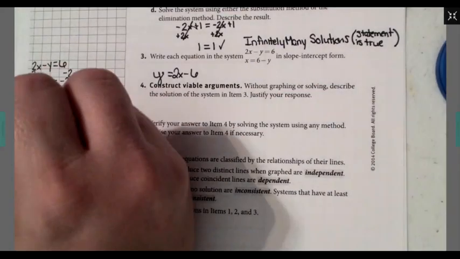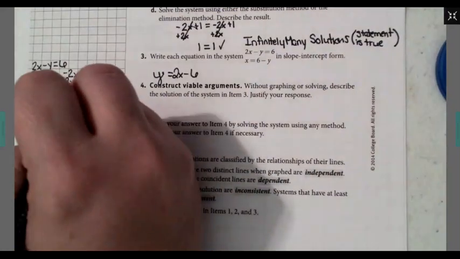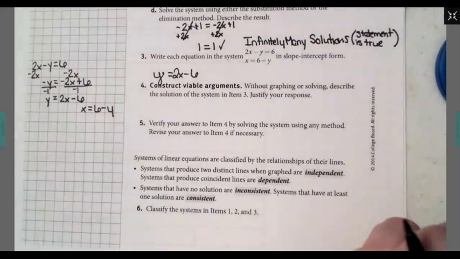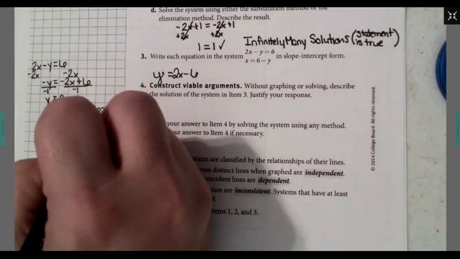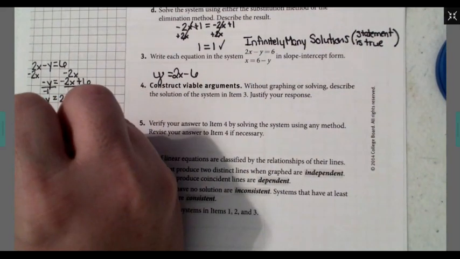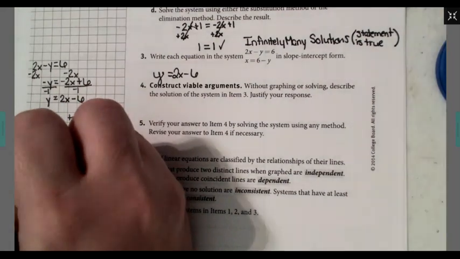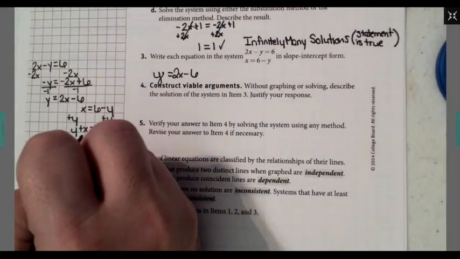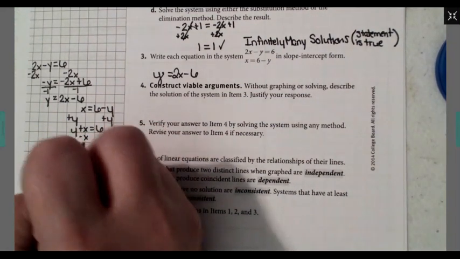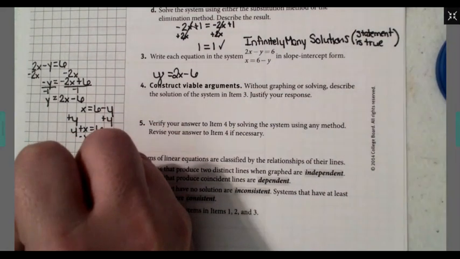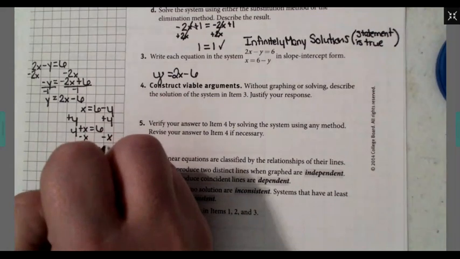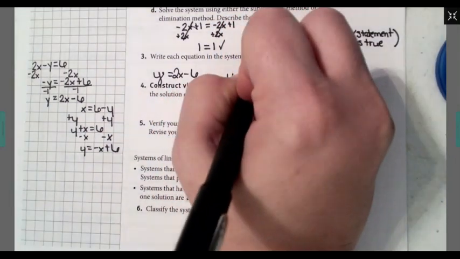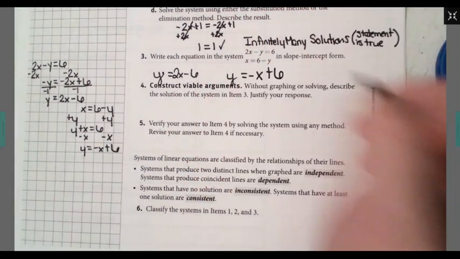Let's take a look at the second one. The second one says x equals 6 minus y. All right, we're going to add y to both sides. That gives me y plus x equals 6. Now we subtract x from both sides. This gives me y equals negative x plus 6. So y equals negative x plus 6.